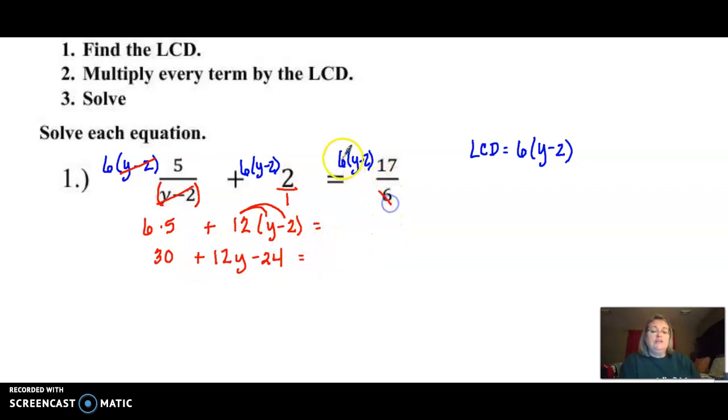And our last one, our 6's cancel, leaving us with 17 times y minus 2. Again, we're going to be distributing. So that gives me 17y minus 34.